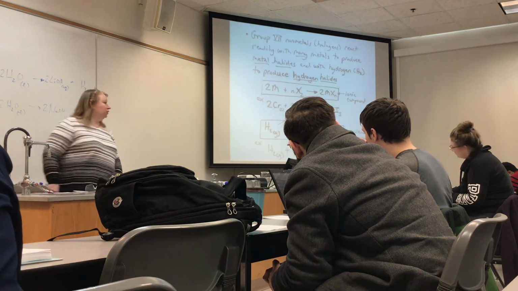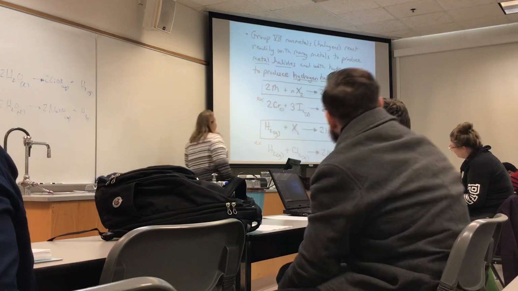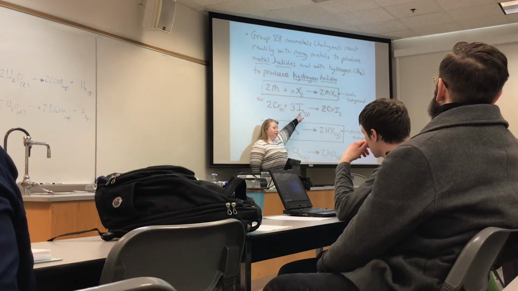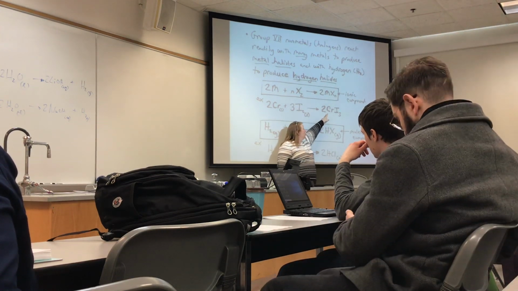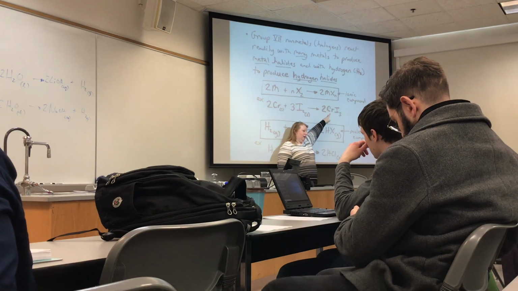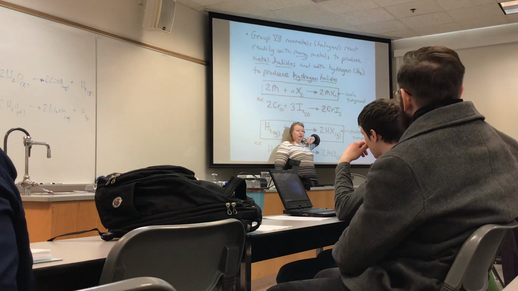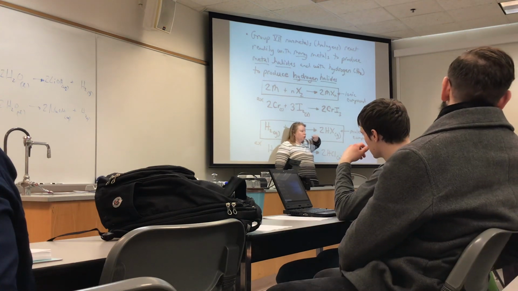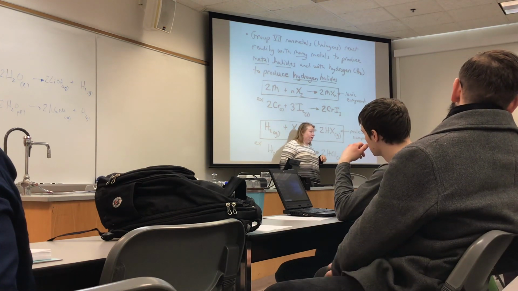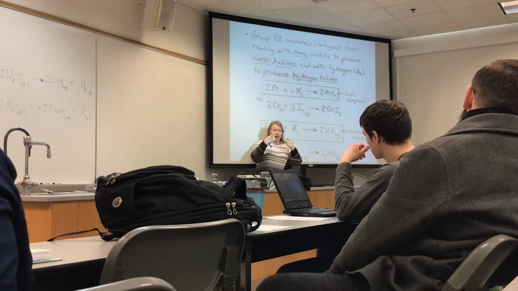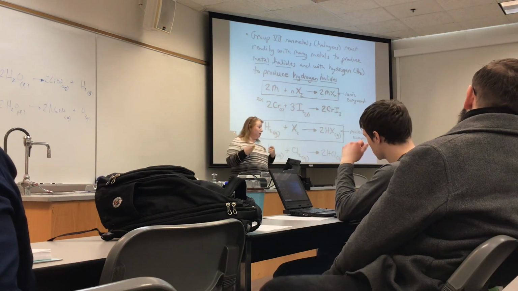Here's an example. Chromium metal reacts with iodine to produce chromium(III) iodide. Why did I say chromium(III) iodide? What's the reason I said that? Because chromium has a +3 charge, right? So I did a little crisscross thing in my brain and figured out that chromium is +3. Does that make sense?